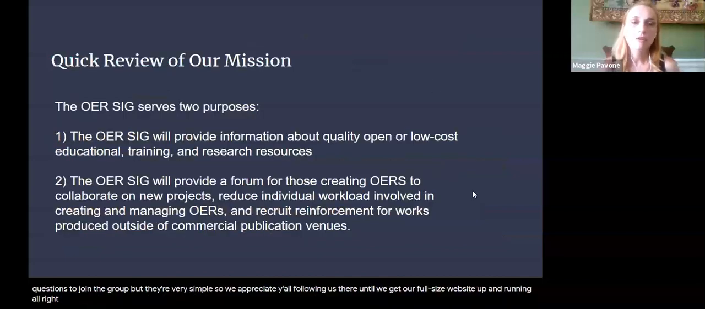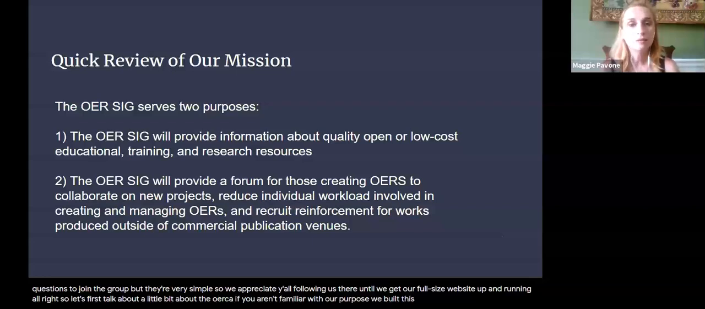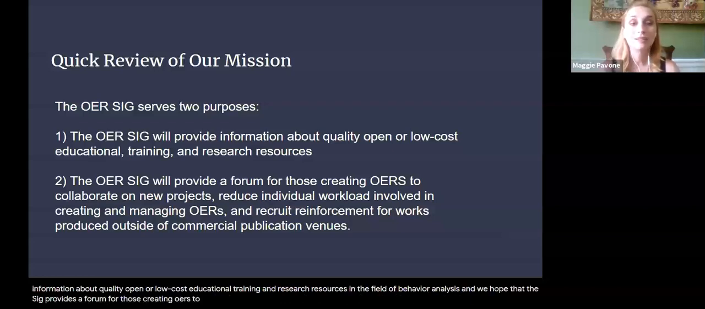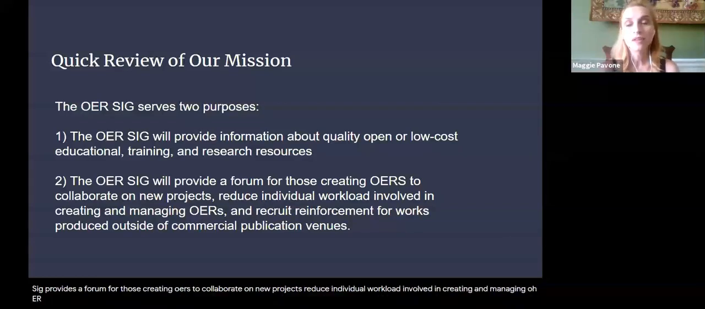All right, so let's first talk a little bit about the OER SIG. If you aren't familiar with our purpose, we built this SIG as a way to provide information about quality, open, or low-cost educational training and research resources in the field of behavior analysis. And we hope that the SIG provides a forum for those creating OERs to collaborate on new projects, reduce individual workload involved in creating and managing OERs, and to recruit some reinforcement for the works produced outside of commercial publication venues.